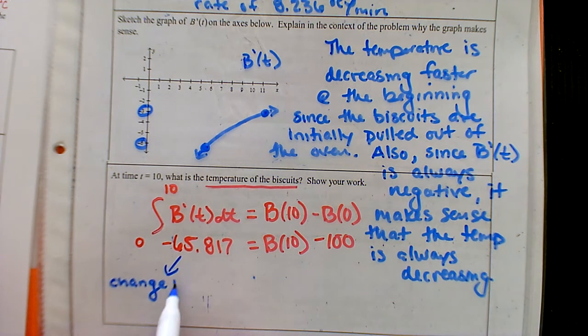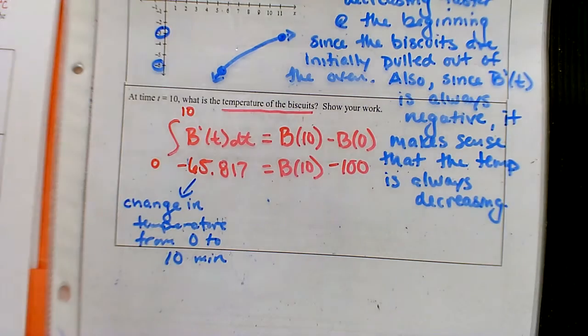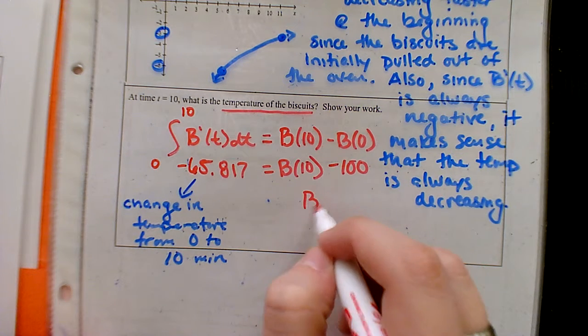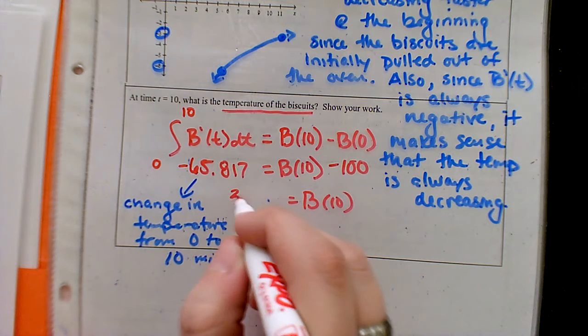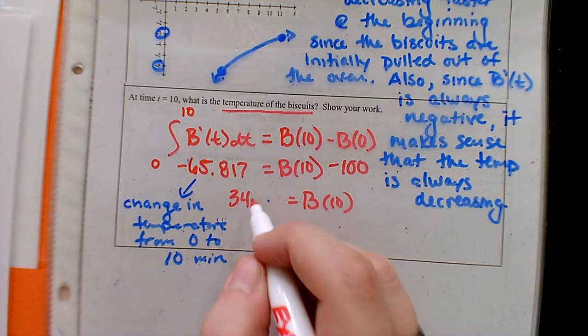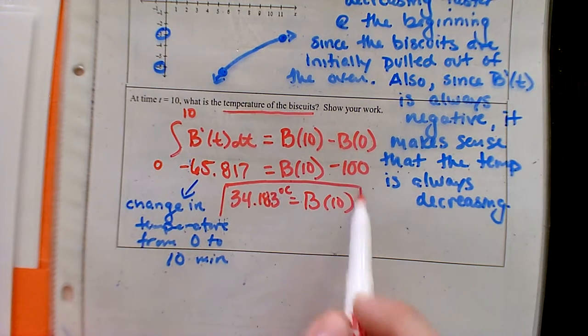So specifically for this example, change in temperature from 0 to 10 minutes. Notice how the change is negative, right? Because the temperature is decreasing. Makes sense all the way through. So if we add over the 100, the temperature at time 10 looks like 34.183 degrees Celsius.